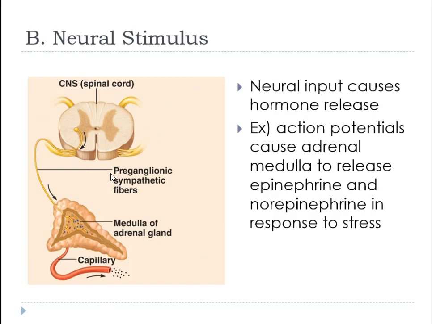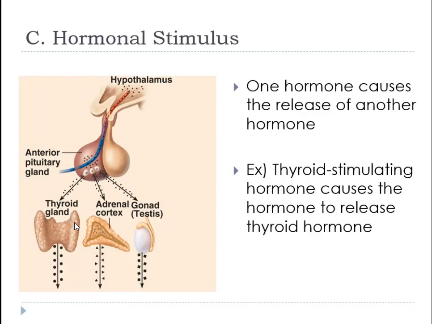A neural stimuli, you also know this from 201, which is where you get a neural input from, let's say, the brain or the spine, and it does that action potential, and it causes some sort of release. So it could be epinephrine or norepinephrine in response to stress. And then, of course, hormonal. We've been talking about this one a little bit here and there, but it's basically where your pituitary gland is going to send out a hormone, and these hormones are going to elicit responses either in the body or in that gland itself to do something.